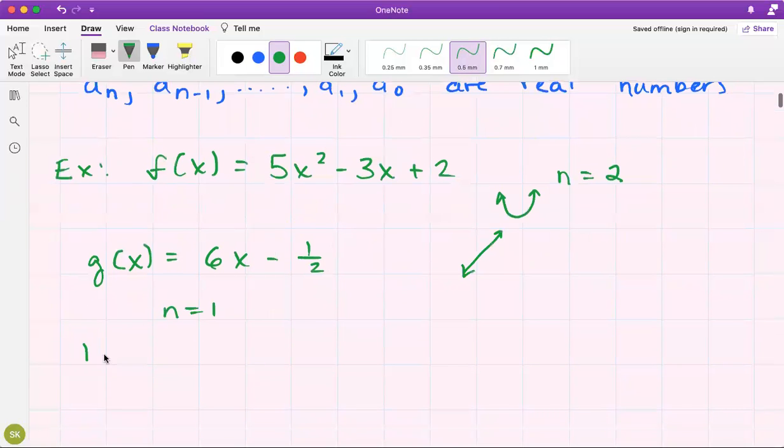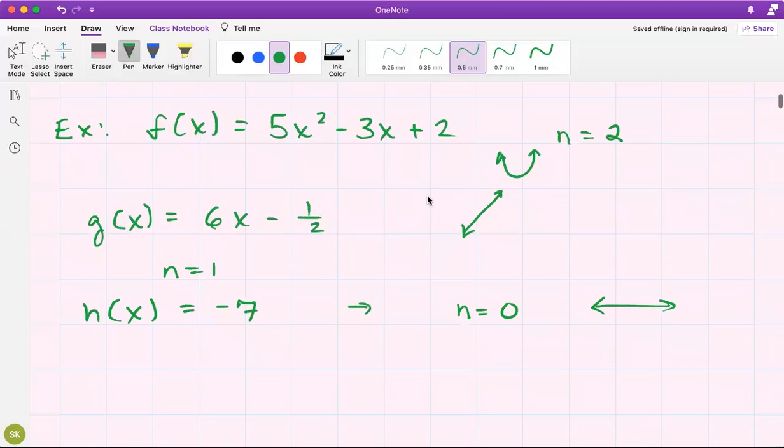We could also just have a number. So something like negative 7. Here, the degree is 0. This is only a constant term, and we know the graph of this. This is just a straight line. So these are the ones we've seen already. We've seen another one as well. It was one of these functions we had to memorize.